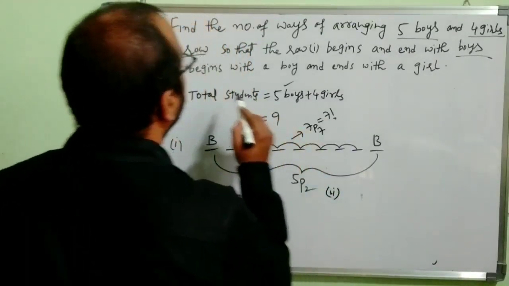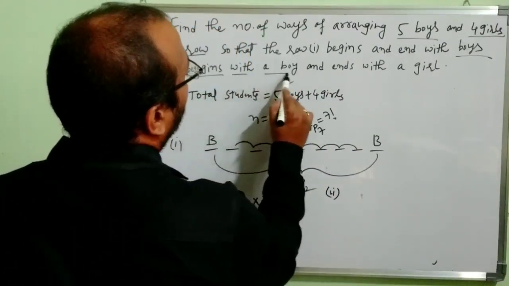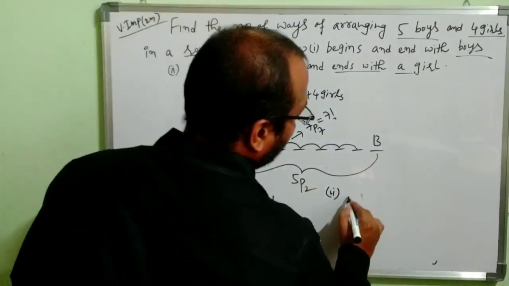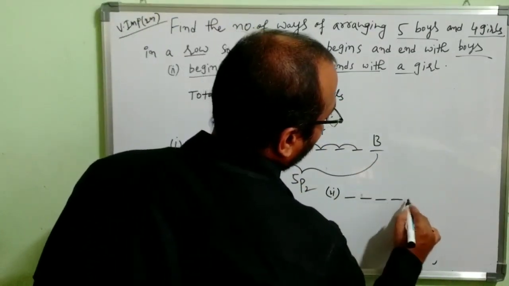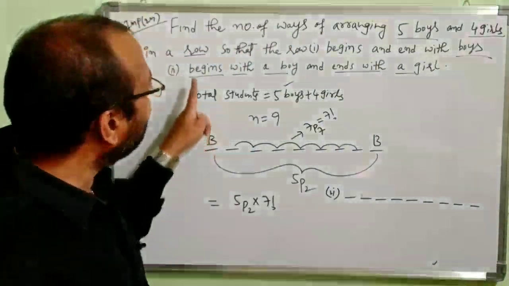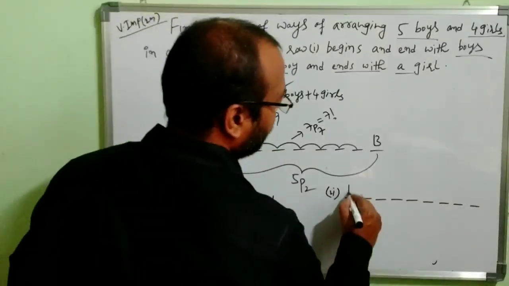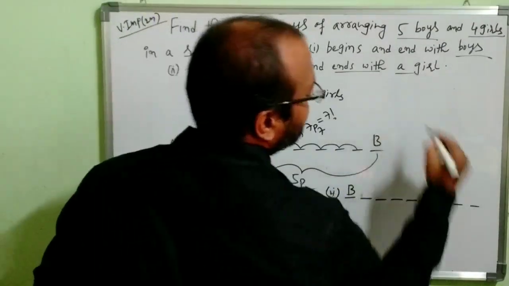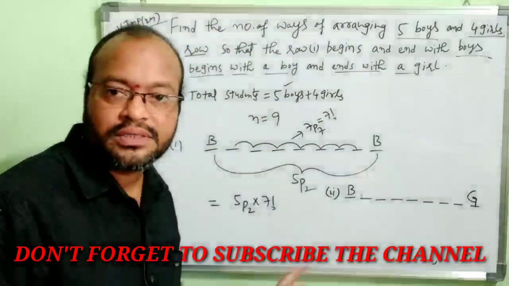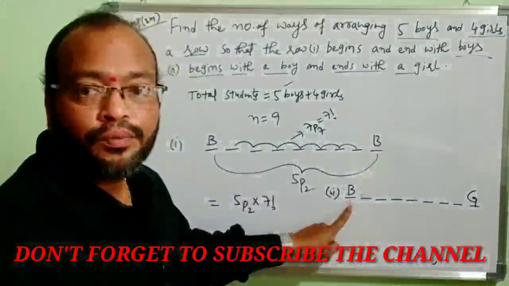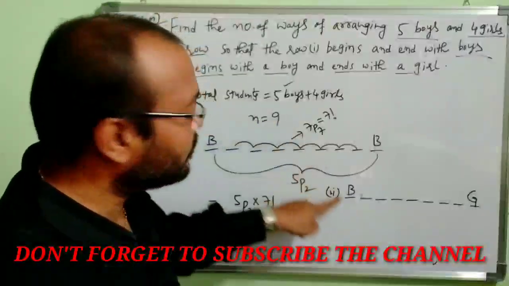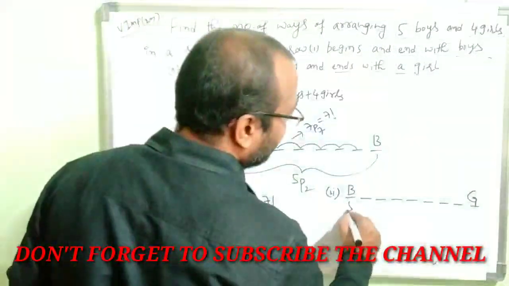What is this here? Begins with a boy, ends with a girl. Again the same. Take 9 places, 1, 2, 3, 4, 5, 6, 7, 8, 9. The first place is reserved for a boy. The last place is reserved for a girl. The condition is only for the first and the last place. This place is reserved for boys, but how many boys are there? 5 boys. Only 1 place. How many ways can we fill up? 5P1 ways.